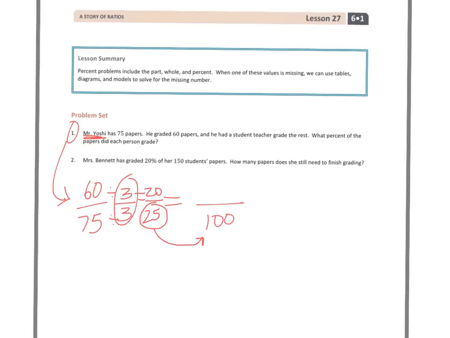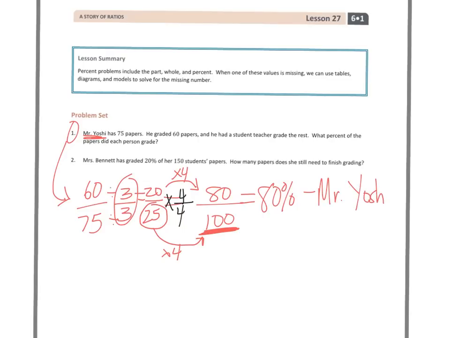How do I get from 25 to 100? That's a times 4, and that's a times 4. And again, it's not times 4, it's times 4/4. I always like to show that because we're not multiplying 20 25ths by 4, we're multiplying by 4 over 4. So that'll get me 80 over 100, meaning that's now a percentage because it's out of 100. So 80%.